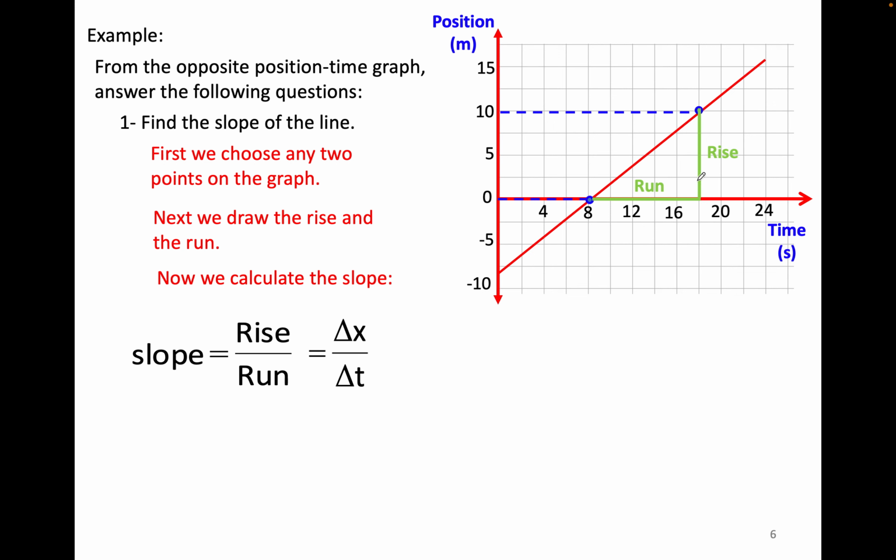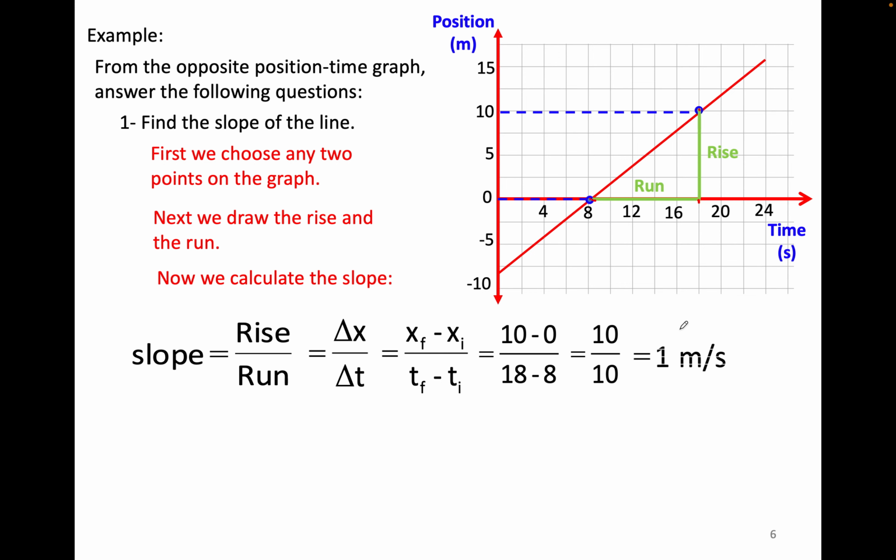This divided by this. So xf minus xi over tf minus ti, like y2 minus y1 over x2 minus x1. 10 minus 0 divided by 18 minus 8. 10 over 10 becomes 1. And it's meters per second. Meters divided by seconds. That's how we know this must become a speed.